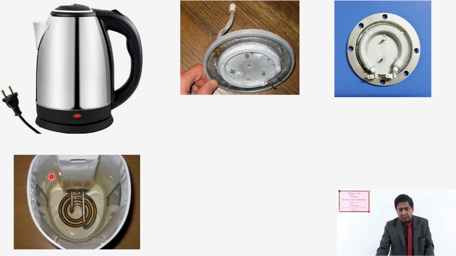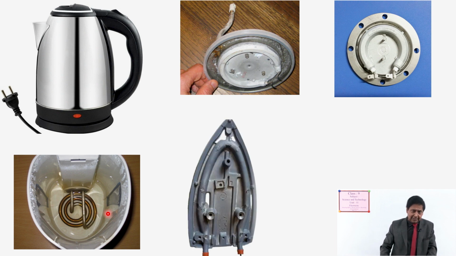Look at this another heating device. This is an electric kettle. Here we have some structure. Look at this, it is hollow inside, and inside this coil-like structure there is nichrome wire, and when electric current passes through it, the nichrome wire becomes hot, and then it heats the water kept in this container.